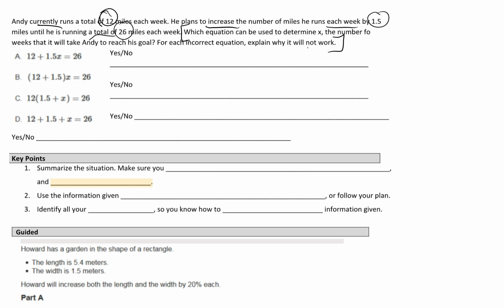So if we look at our problem, we know he's already at 12. We know he's going to increase 1.5 each week until he gets to 26. So looking at these things, I know 12 should be alone because it's just what he is starting out with. And 1.5 should go with x because that's what's happening as the increase each week. And then because it's increased, these two things need to be added.